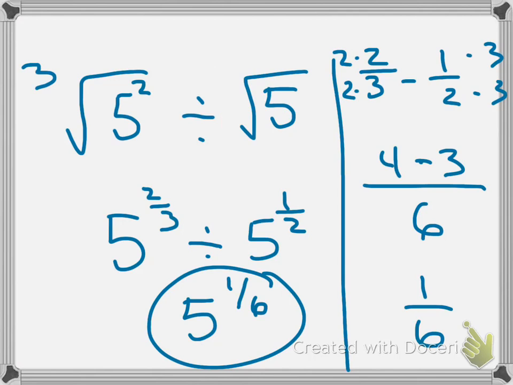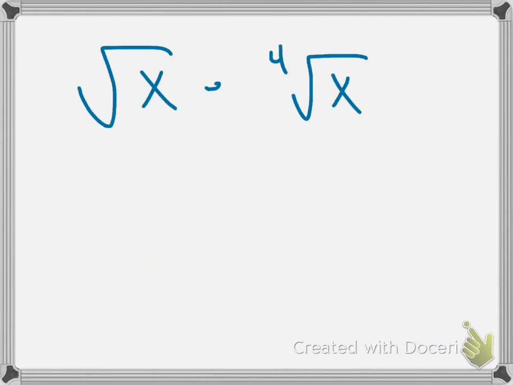Right. Okay? Now we're going to do x's, no more numbers for the bases. And so this is x to the what power? Half. We're multiplying by x to the what power? 1/4. Fourth. So we're going to do the same thing. We're going to add the exponents.